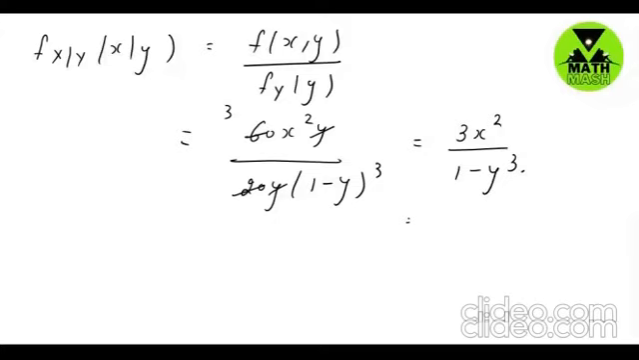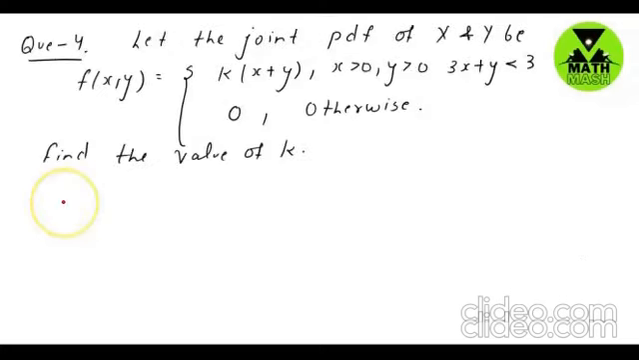This holds provided the conditions given, that is 0 ≤ x ≤ 1 and 0 ≤ y ≤ 1, and x + y ≤ 1. So these are the conditions, and this is the conditional distribution. Now one more question.